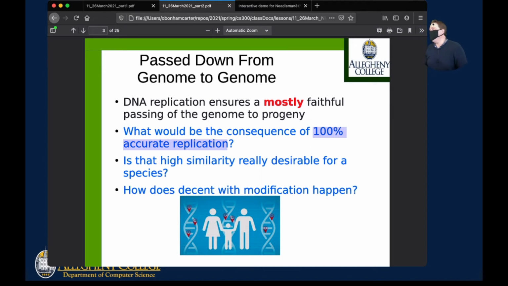There is nobody who has the same genetics as you. I mean, you're all unique. So the question that I'm asking here, though, is what would happen if you did get 100% accurate replication? That means you got exactly the same genes that your parents had, with no modification, no mutations, nothing. Well, if that were to happen, you wouldn't be able to resist environmental pressures to change. You wouldn't be able to change with the environment.